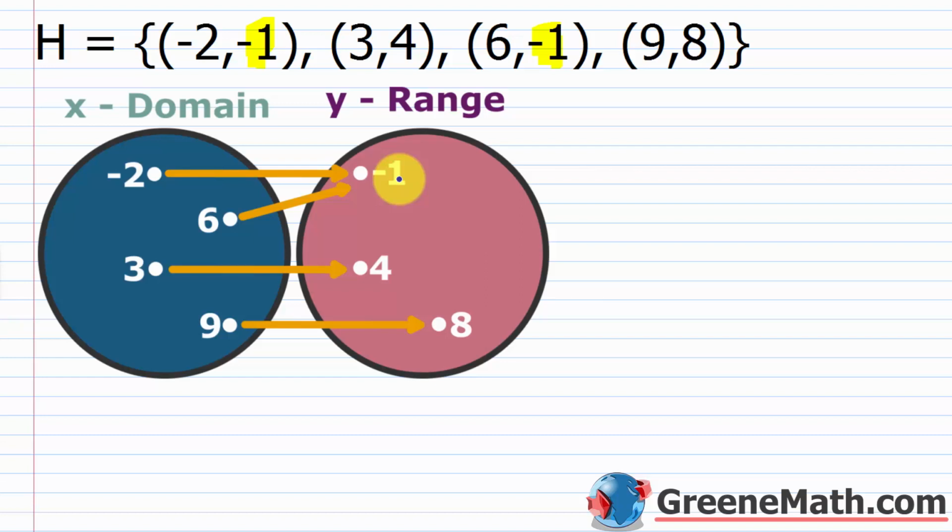The problem comes when one x is linked up to more than one y, but two different x values, or you could say two or more x values, could be linked up to the same y, right? That's fine. So for each x here, there is one y value that's associated with it. -2 is associated with -1, 6 is associated with -1, 3 is associated with 4, 9 is associated with 8. So this is a function.